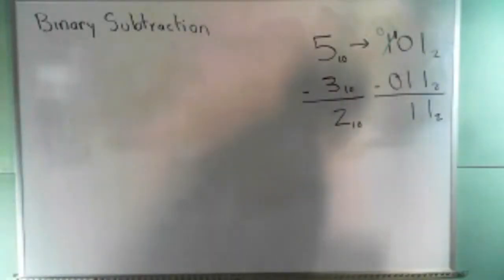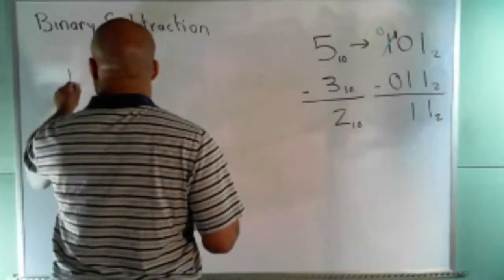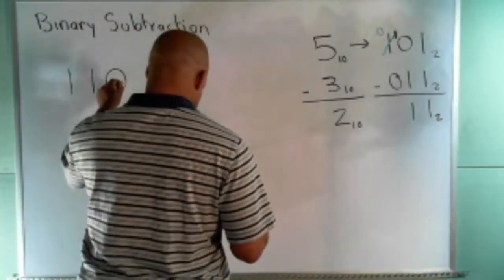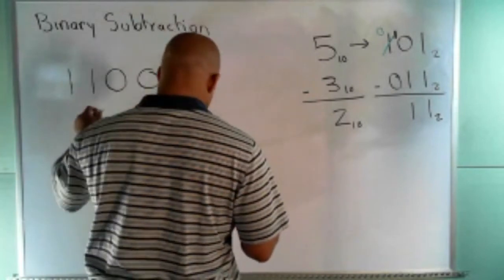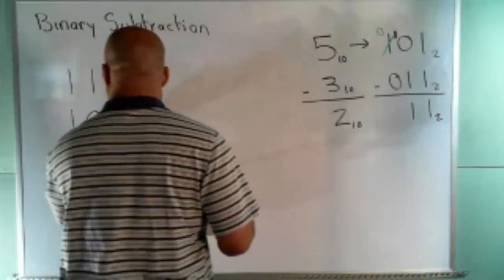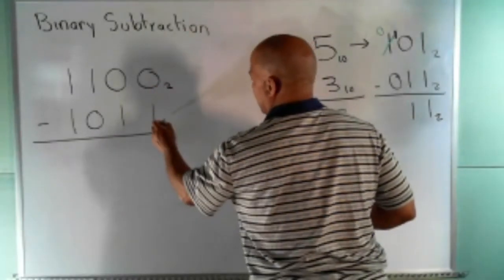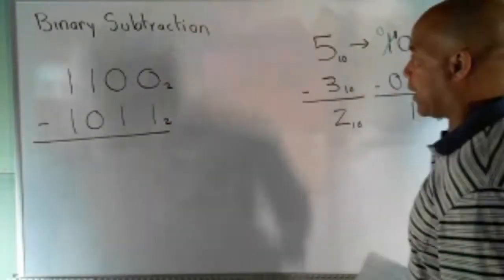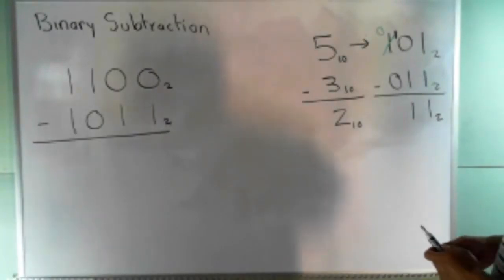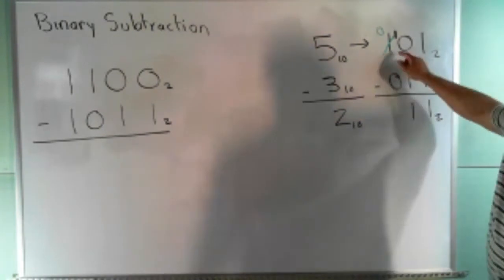So suppose I gave you 1, 1, 0, 0, and 1, 0, 1, 1. And I want you to subtract these two. So subtract, these are binary numbers. So subtract these two. And see if you understand the borrowing. Now you got to borrow a couple times for this problem. So it's the same thing we did here.